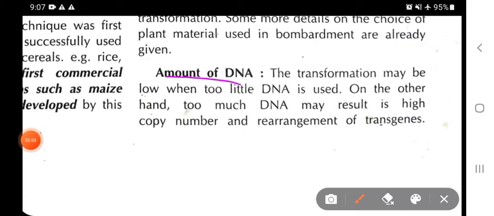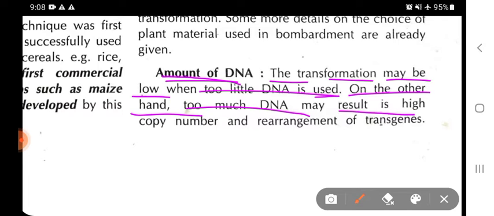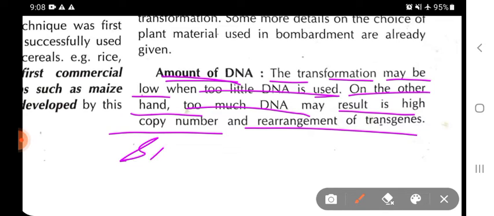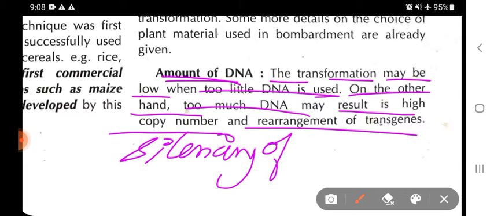Amount of DNA. Now this is also very important. If too much DNA is introduced, then gene silencing will occur. That DNA will undergo further rearrangement; transgene rearrangement occurs. Transformation may be low when too little DNA is used. If we are using too little DNA, the efficiency of transformation through the biolistic method becomes low. On the other hand, too much DNA will result in high copy number and rearrangement of the transgenes. It also leads to silencing of the genes.